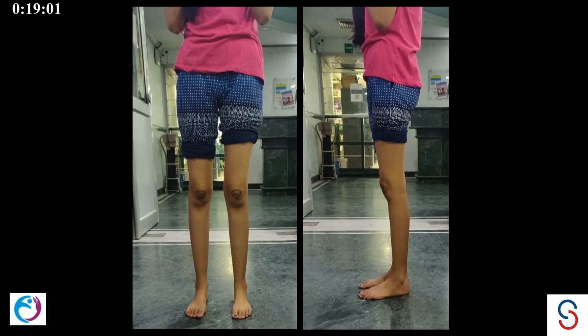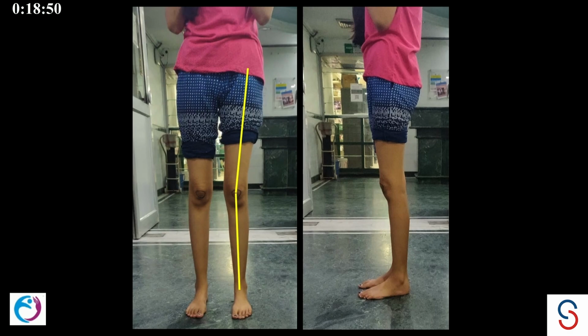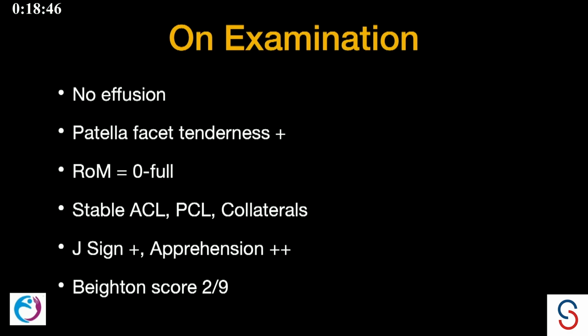And on standing, that is how she looks. So what is known as the Q angle is basically increased on the left side. The right limb appears straighter, and there is no hyperextension when she is standing from the lateral side. So on examination of her knee, there was no effusion. There was some patellar facet tenderness laterally. Range of motion was full. The cruciates and collaterals were all normal.